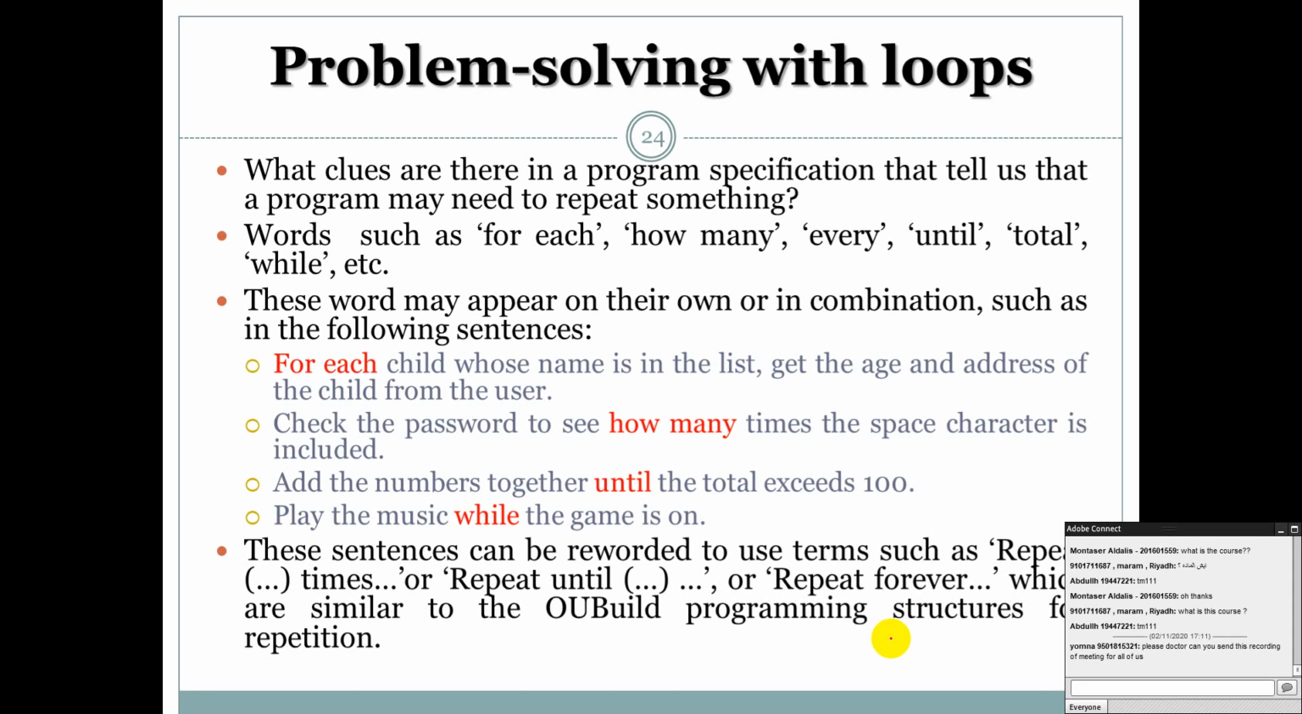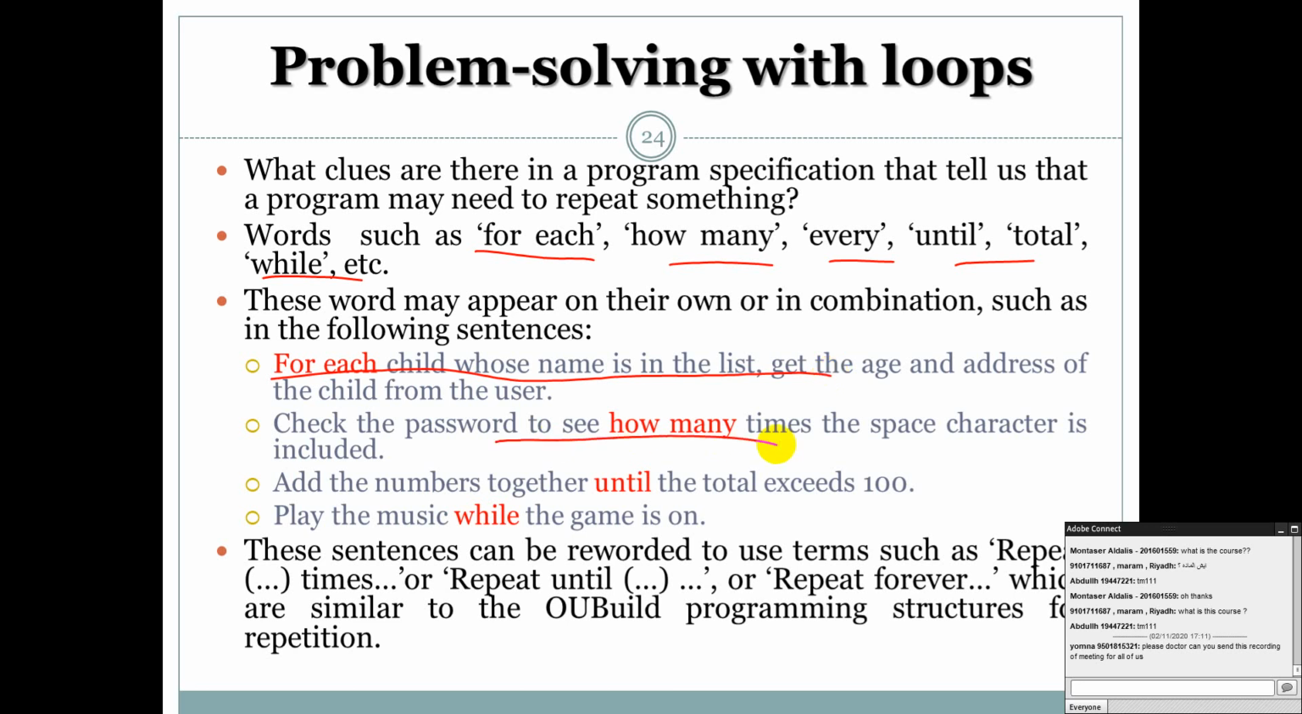Problem solving with the loops. What clues are there in the program specification that tell us to use the loop? Whenever we read some problem, what is the clue that tells us that we have to use the loop in this program? So words such as for each, how many, every, until, total, while, these are the words that tell us that we need to use the loop. For example, for each child whose name is in the list, get the age and the address of the child. It means that we need to use the loop to go to every child and get the age and address of the child.